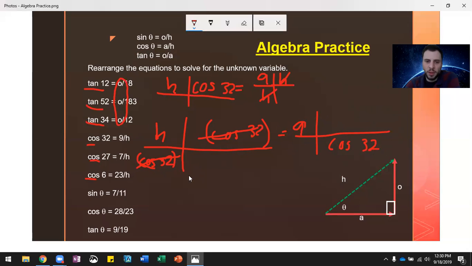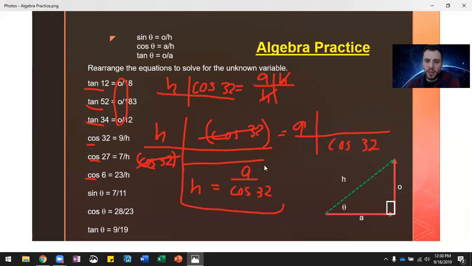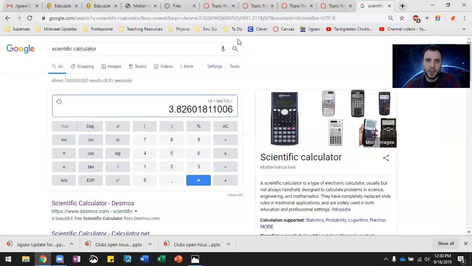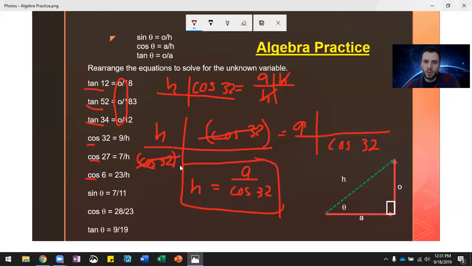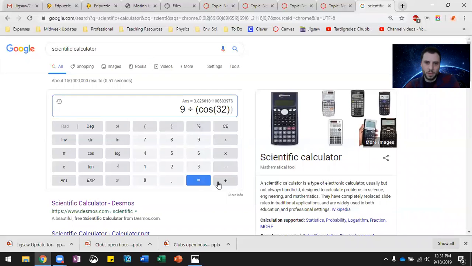And we're left with h equals 9 divided by the cosine of 32. And that's how we isolate for our problem. So we plug this into our calculator. We just take 9, and I'll go ahead and show you that. Let's do this. 9 divided by, let's put this in parentheses, the cosine of 32. And that gives us 10.61.